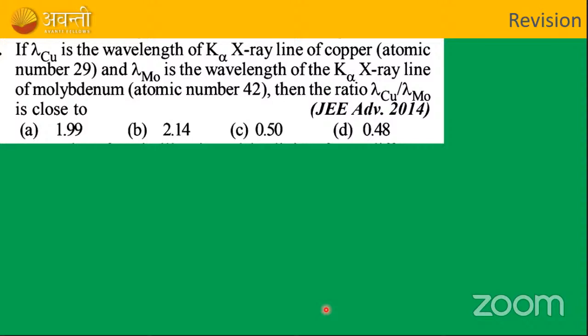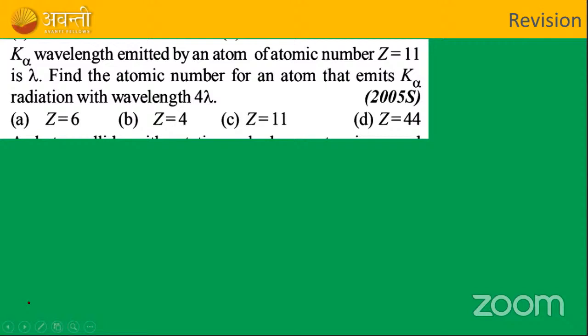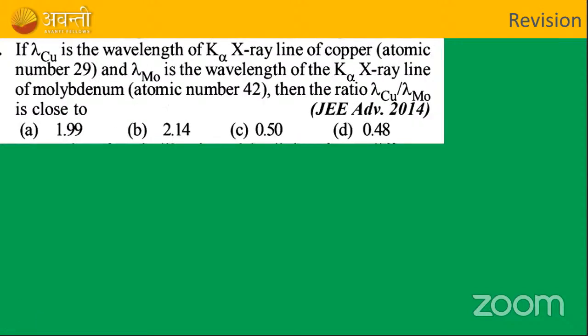So with that formula we can solve the question. Let me read the question and clarify it to you. I'll solve this question and I want you to solve the other one. Both of them are very similar. The wavelength of copper: we are using copper material and we got an X-ray that has a wavelength of lambda. So lambda is the wavelength of K alpha X-ray of copper.